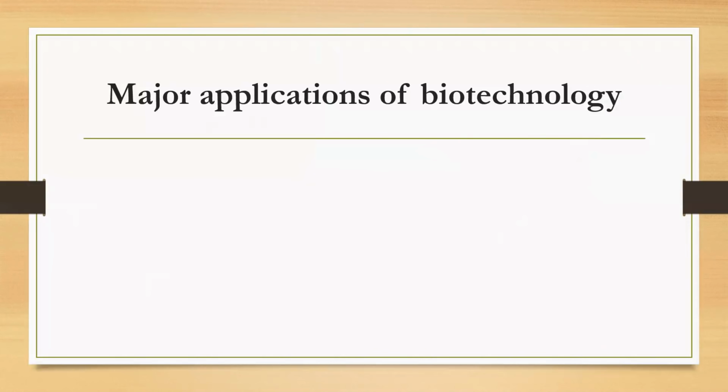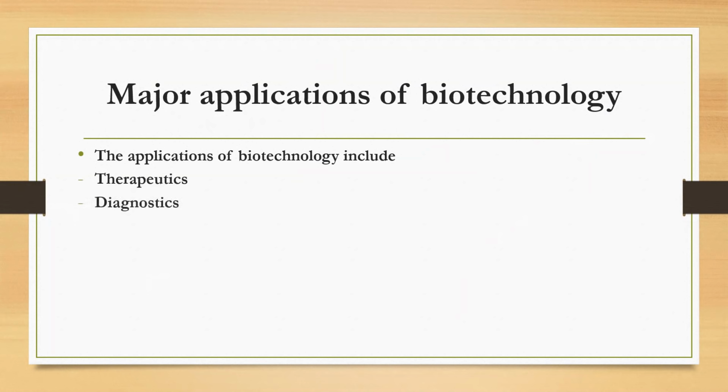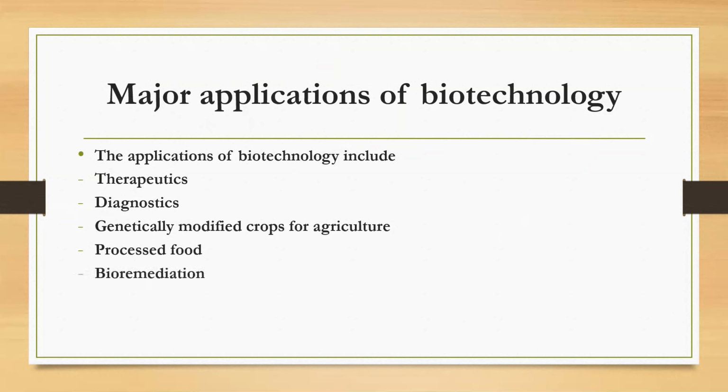Based on the application, we can classify biotechnology into different types. The applications include therapeutics, which we can call medicinal biotechnology, and diagnostics, again a part of medicinal biotechnology. Biotechnology is also applied for the production of genetically modified crops, known as agricultural biotechnology. In the food industry, it is applied for the production of processed food. And in environmental biotechnology, it is used for bioremediation, waste treatment, as well as energy production. So these are the different fields where biotechnology is applied.